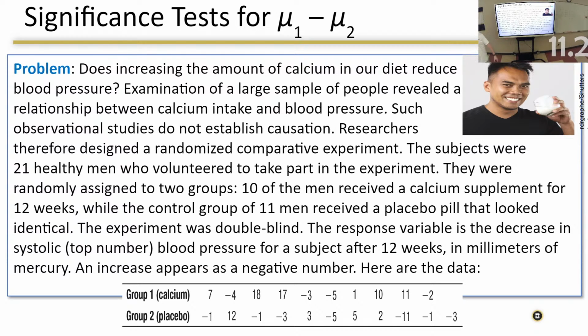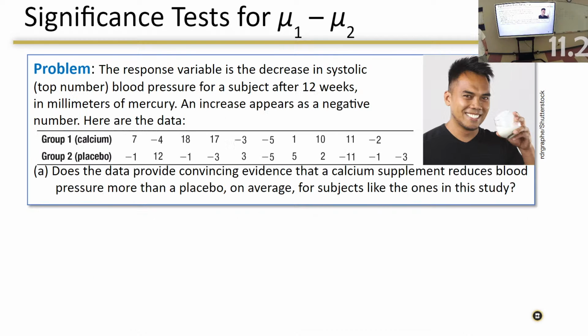Somebody knows. The response variable is the decrease in systolic blood pressure for the subject after 12 weeks in millimeters of mercury. An increase appears as a negative number. So there's group one, there's group two. Beautiful. Does the data provide convincing evidence?